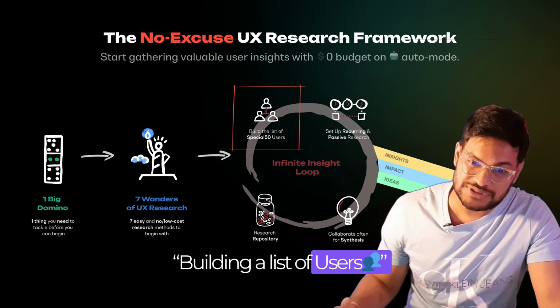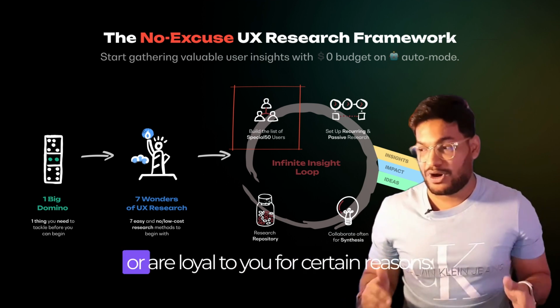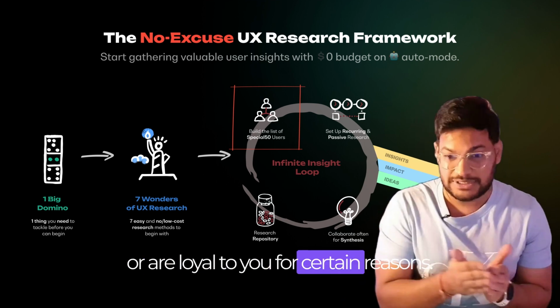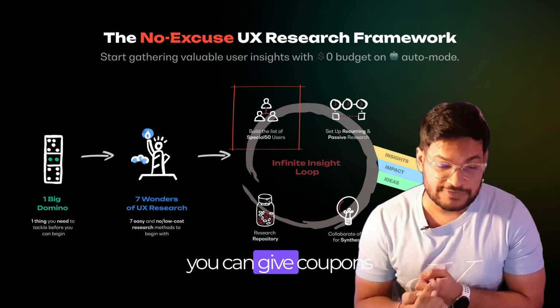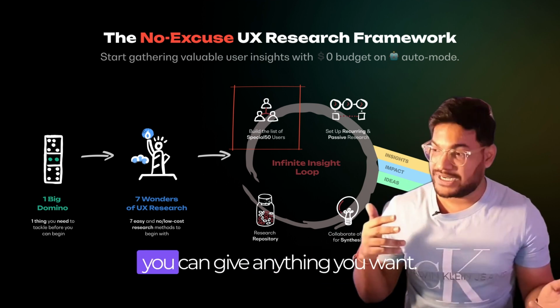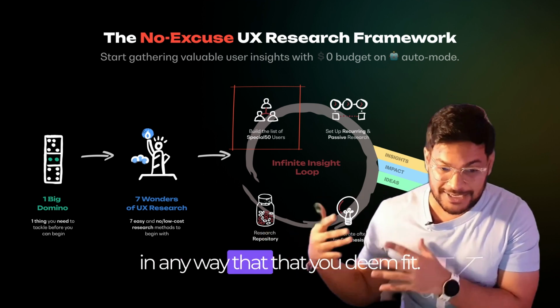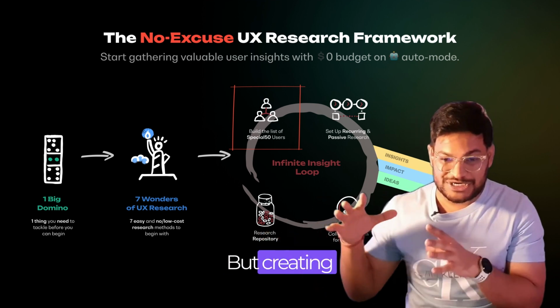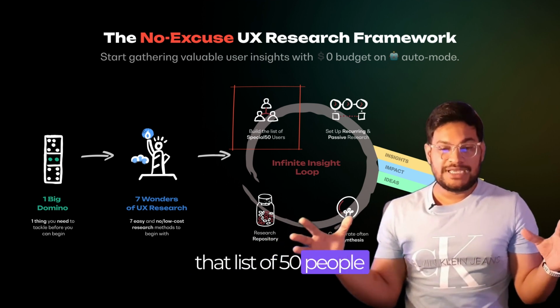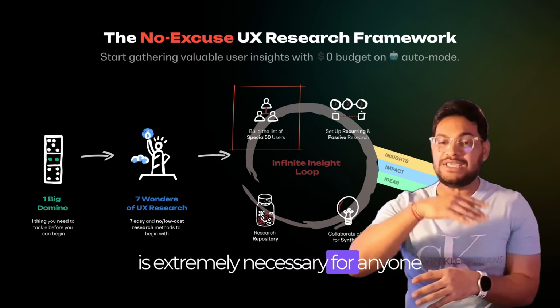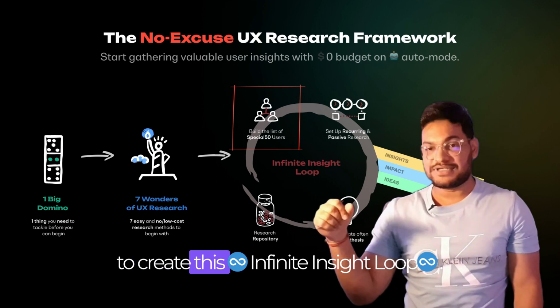Building a list of users that are loyal to your brand or are loyal to you for a certain reason. You can give coupons as loyalty points. You can give anything you want. You can incentivize them in any way that you deem fit. But creating that list of 50 people is extremely necessary for anyone to create this infinite insight loop.